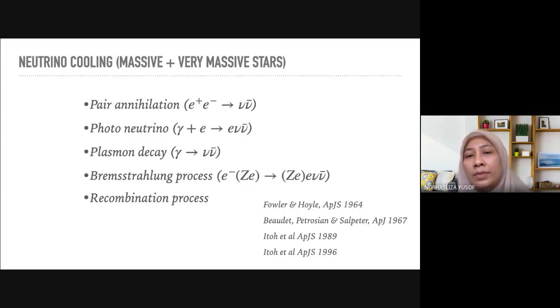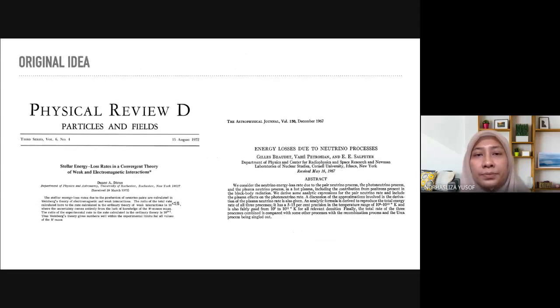And after that, Itoh, in his compilations in 1989 and also 1996, compiled all the processes that people had done independently into one paper, so that it can be implemented in the stellar evolution process. Although the compilation done by Itoh is actually very crude. So when we want to use it, we have to consider the constraints and also the limits that we should implement for all these processes. Okay, so this is the original idea.